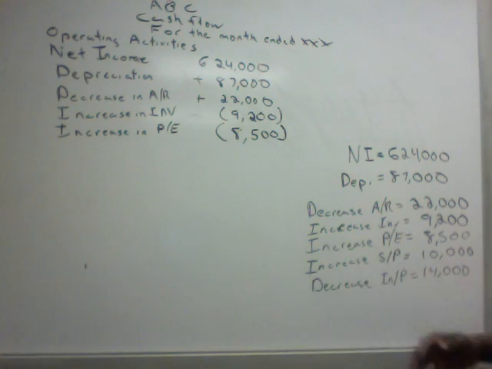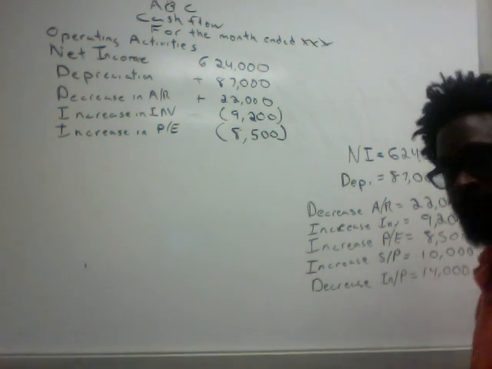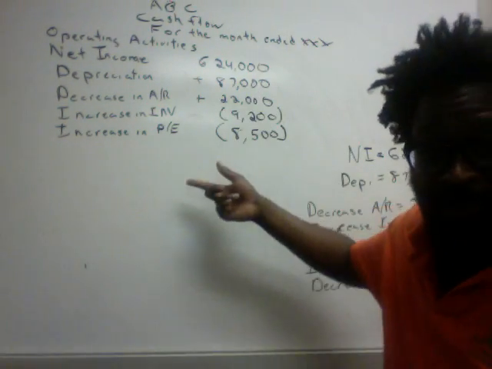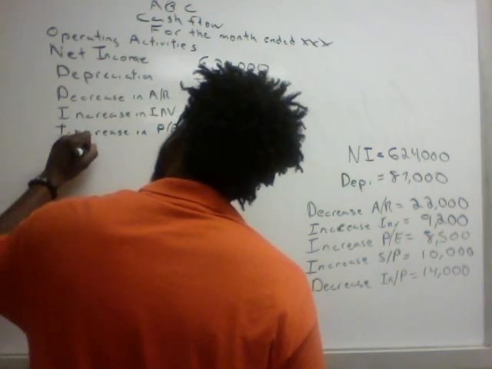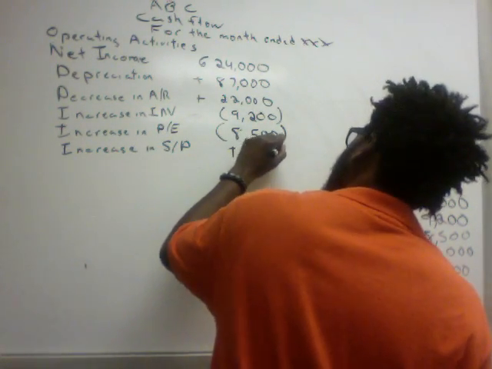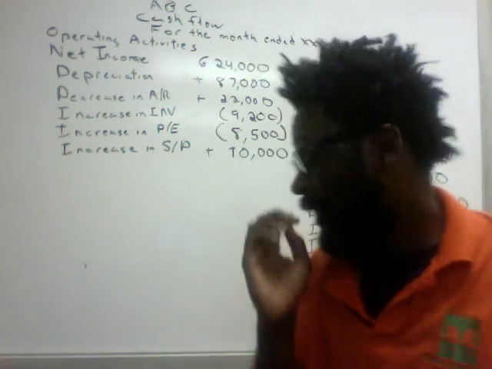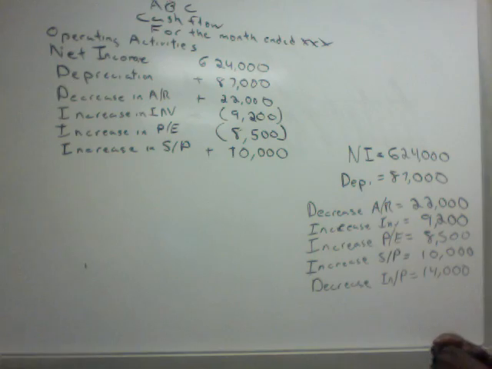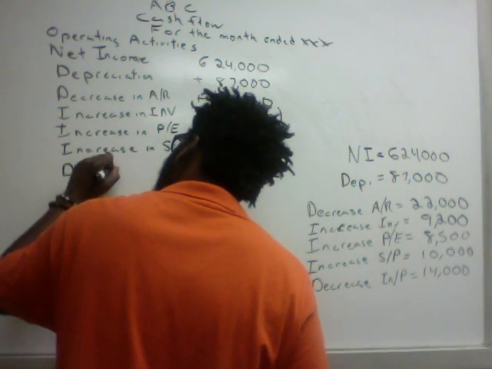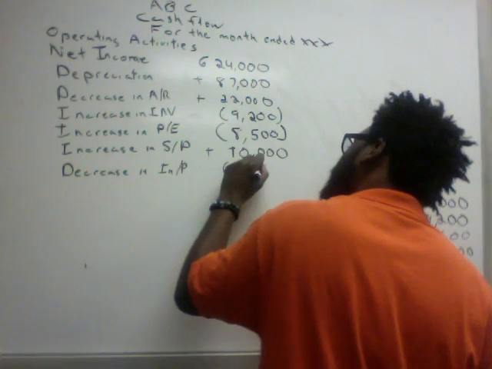Next we move on to our payables. We already know the rule of thumb is inversely related to how we handle our assets. So we see that our payables are increasing. Now that our payables, which are a current liability, are increasing, we're going to add that back to our net income. And last but not least, we have income tax payable. Again, another current liability, and that current liability is decreasing. How are we going to reconcile that from net income? We're going to take it away. So we have a decrease in income tax payable, and we're going to reduce it by $14,000.